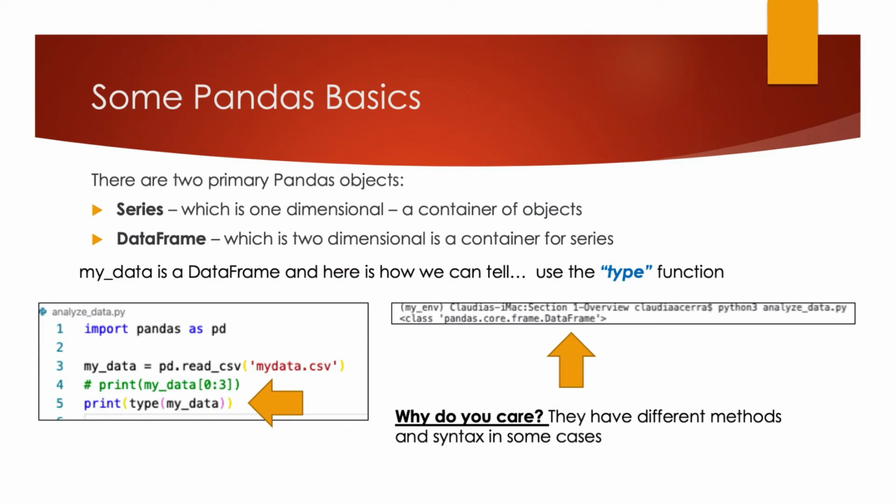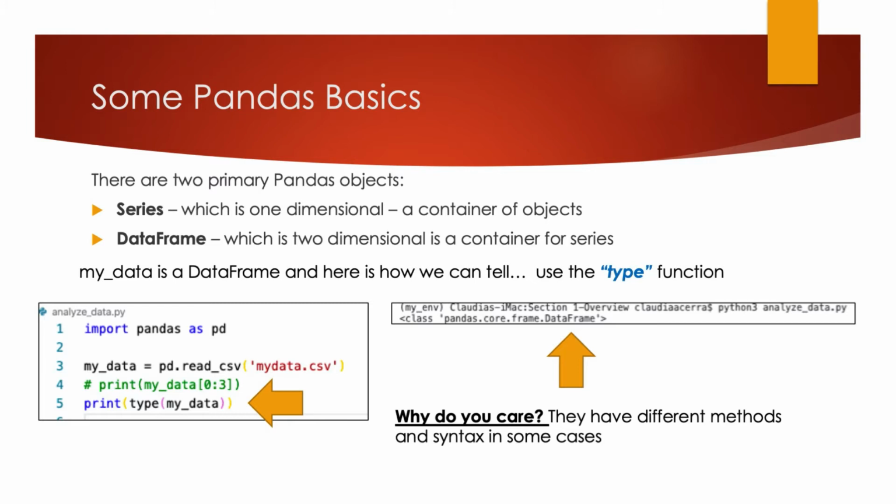Let's start to get some basic Pandas terminology under our belt. There are 2 primary Pandas objects, a series and a data frame. Think of a series, which is one-dimensional, as a column in a spreadsheet. Think of a data frame as columns and rows. That's 2-dimensional. So my_data from the previous code, right down here, is a data frame.